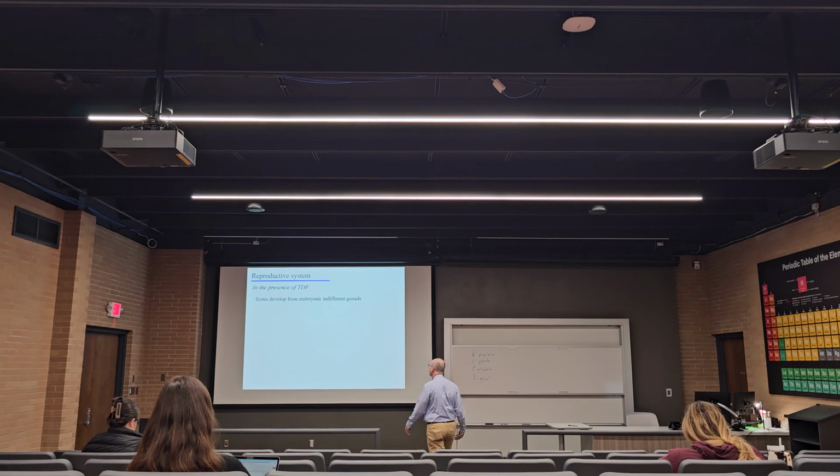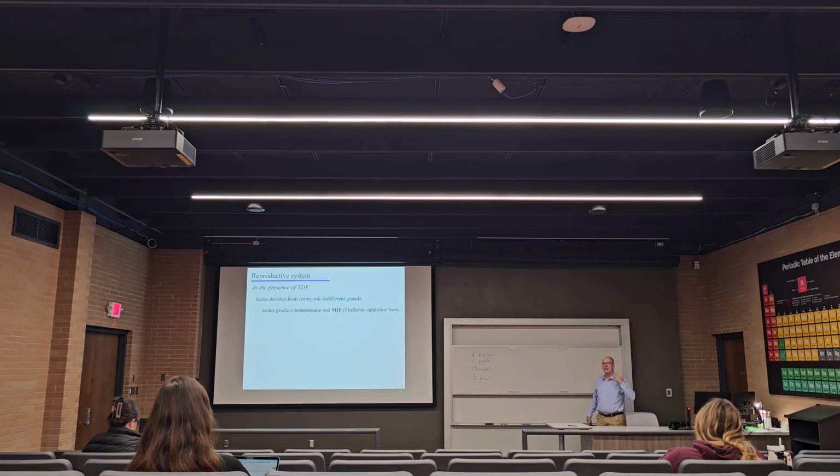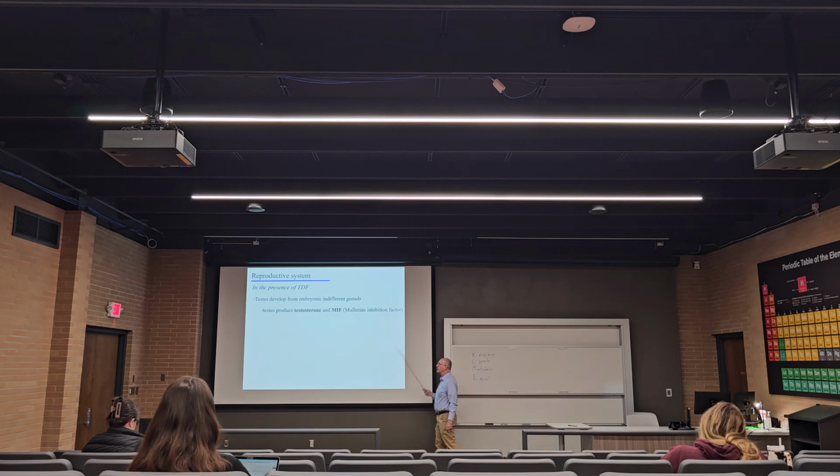If you have TDF, that indifferent gonad, which is up by the kidneys, turns into testes and you become male. If you don't have TDF, it turns into an ovary and you become female as a result. So again, the testes develop in the presence of TDF, and they then start producing testosterone and MIF. MIF is Müllerian inhibition factor. So again, this occurs early on embryonically. This happens within the first few weeks of pregnancy.